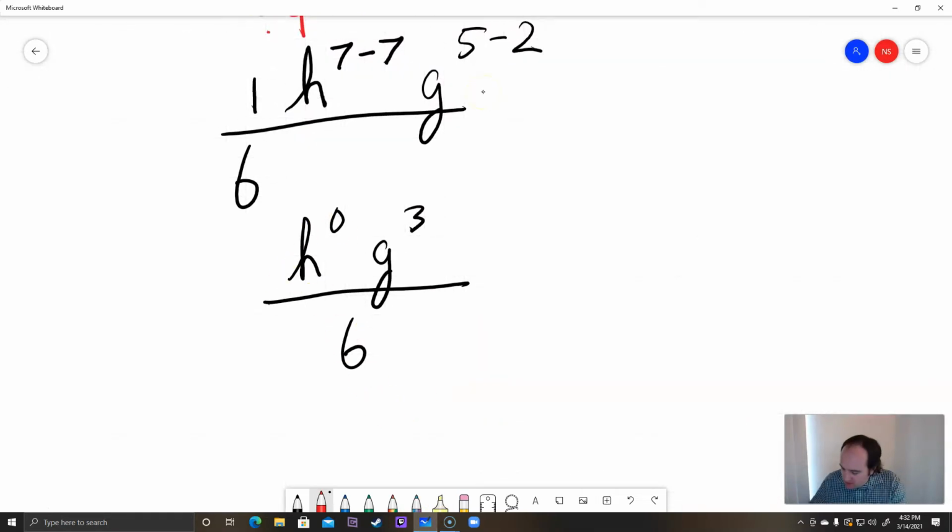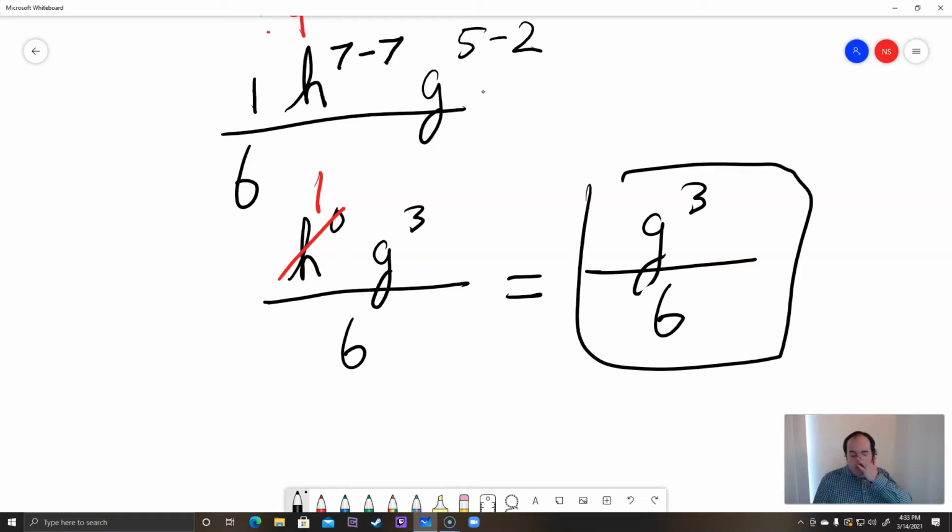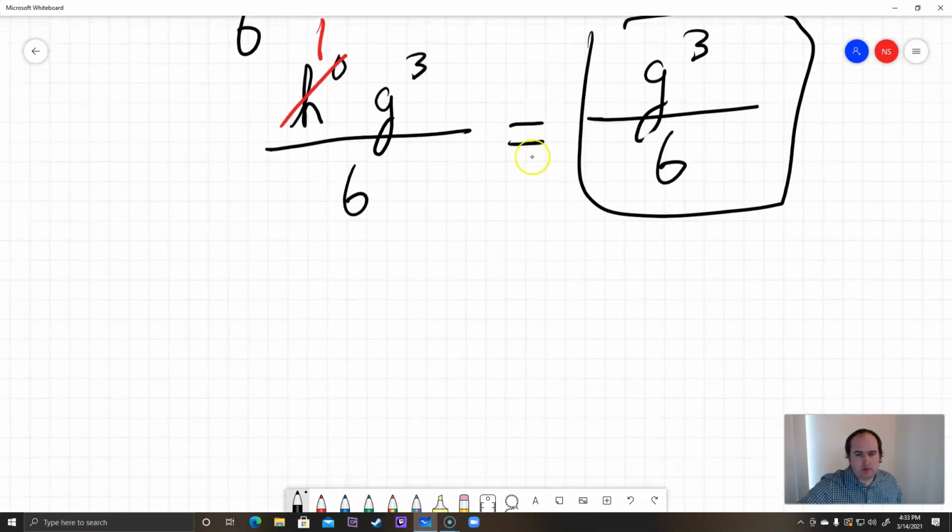So this h to the 0, I can just cross it out, that's just 1. So we actually just have 1 times g cubed on the top, which is just g cubed. Okay, so we get g cubed on the top, and then 6 on the bottom. And that's going to be our answer. G cubed over 6. Okay, pretty cool, huh? And so that was one of the hardest problems on your homework.